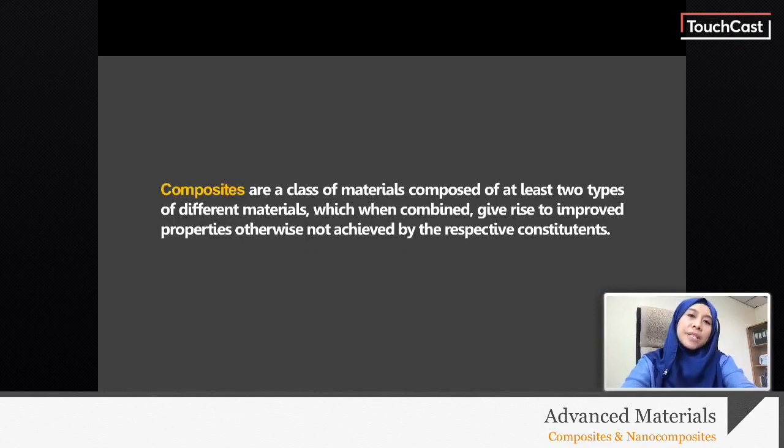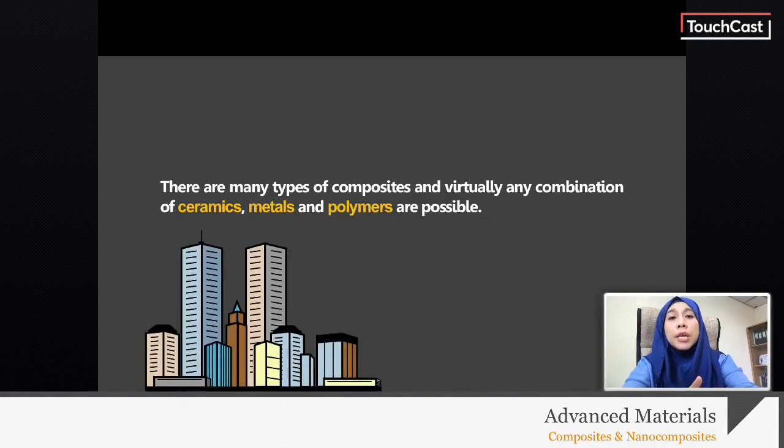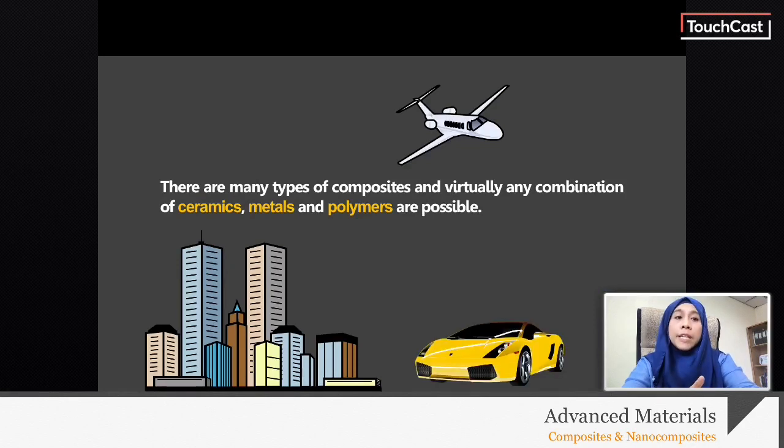Composites are a class of materials composed of at least two types of different materials which, when combined, give rise to improved properties otherwise not achieved by the respective constituents. There are many types of composites, and virtually any combination of ceramics, metals, and polymers are possible. Composites have many applications, for example, in construction, in aerospace, automotive sector, in sports, and other industries.